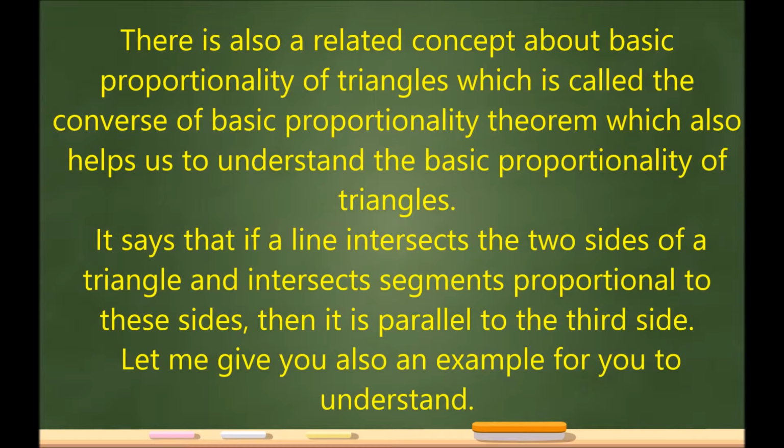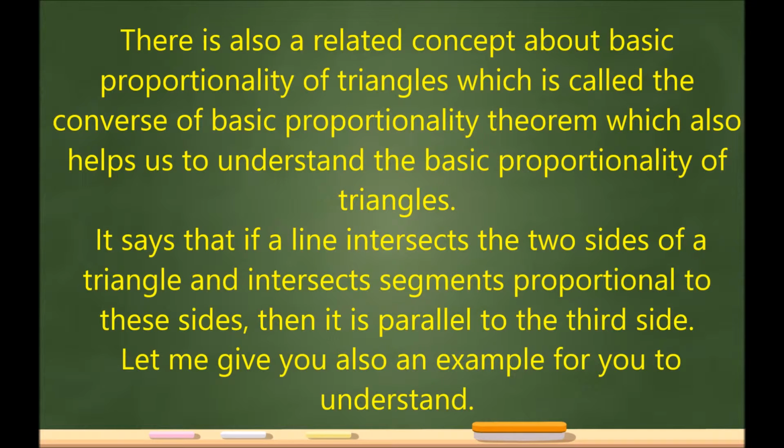There is also a related concept called the converse of the basic proportionality theorem, which also helps us understand the basic proportionality of triangles. It says that if a line intersects two sides of a triangle and divides them into proportional segments, then it is parallel to the third side.